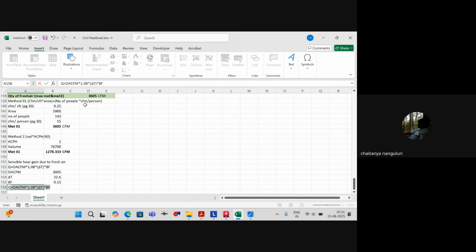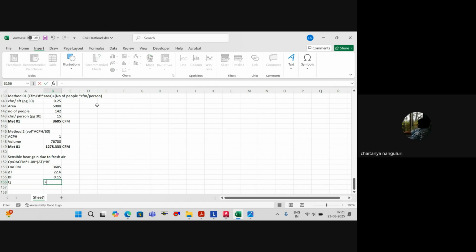So Q, how will you calculate it? Simple, it is equal to OA CFM into 1.08 into delta T into bypass factor. 1.08 is a constant. Clear? So this will get it as your Q factor.